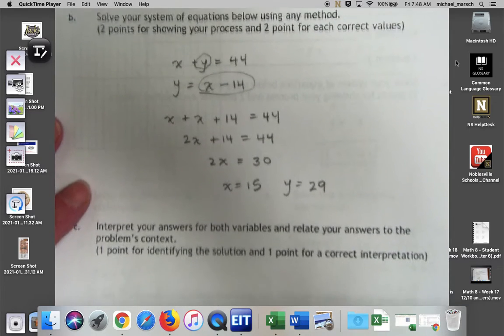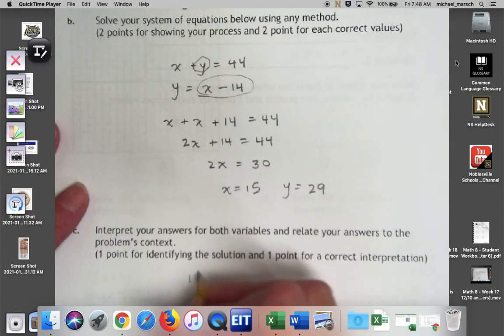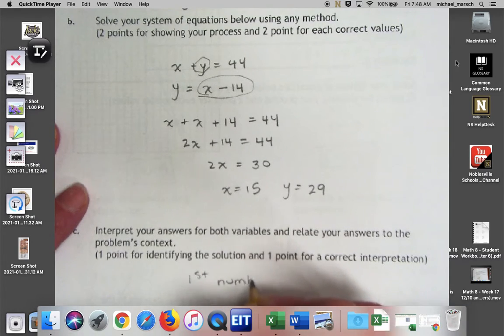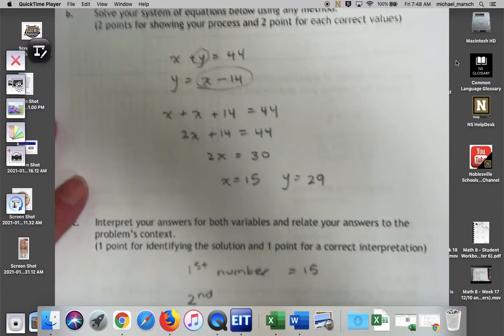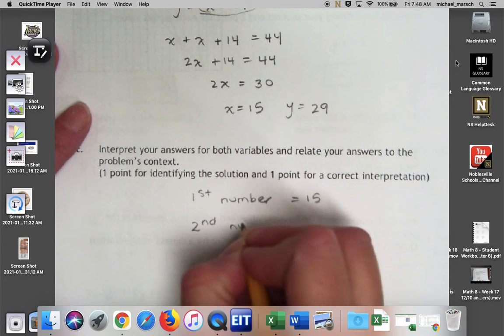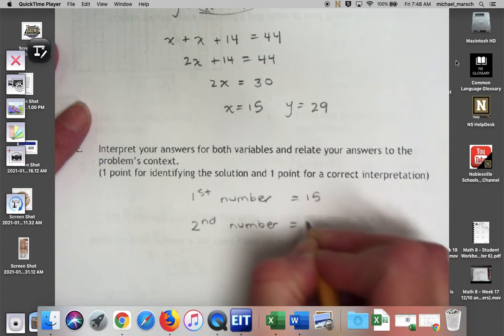So let's interpret my answer. So my first number equals 15. My second number equals 29.